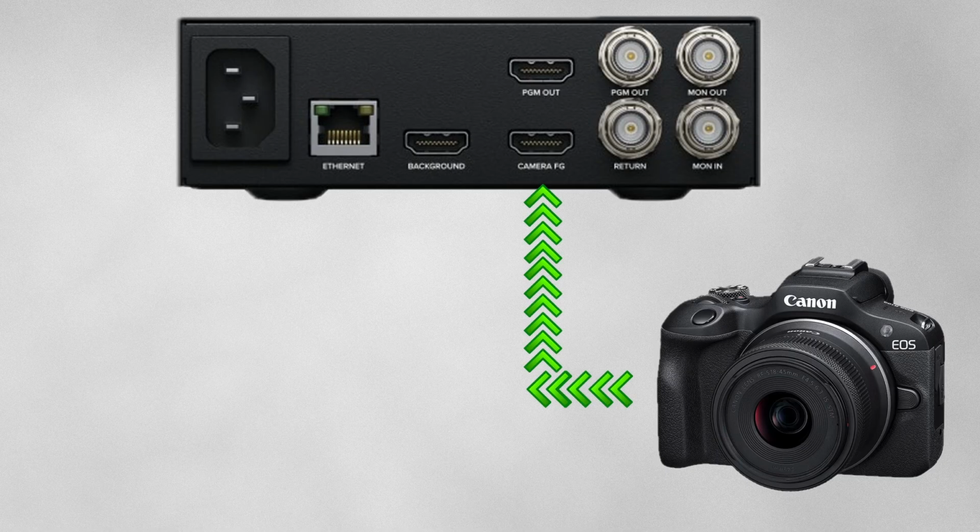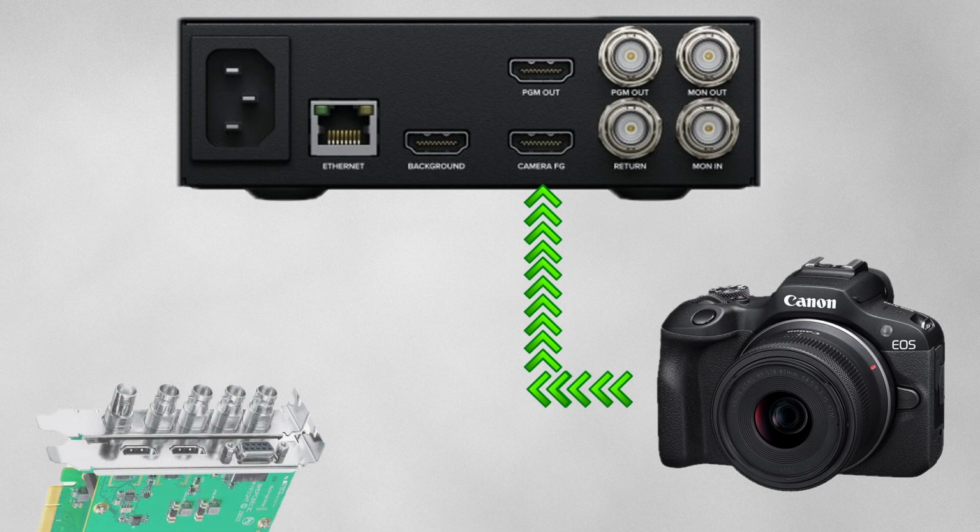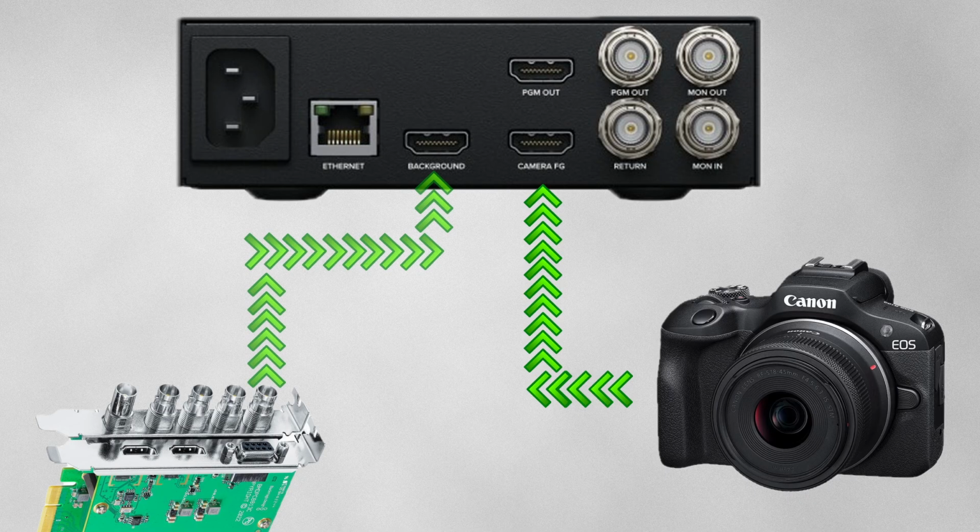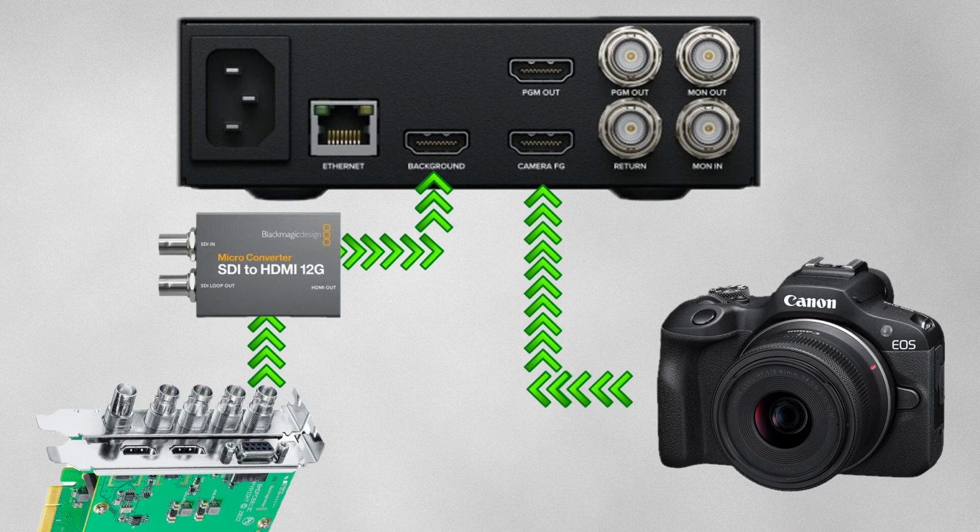Connect the HDMI cable from your camera to the camera foreground input on the Ultimatte. Next, connect the HDMI or SDI cable from your capture card and plug it into the background port in the Ultimatte. If your capture card is SDI only, you will need a converter like this one.